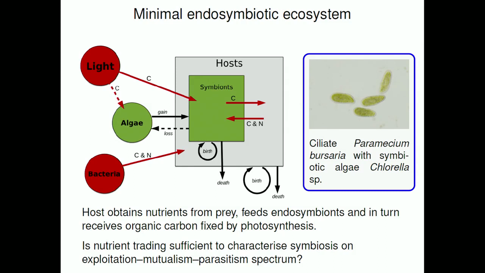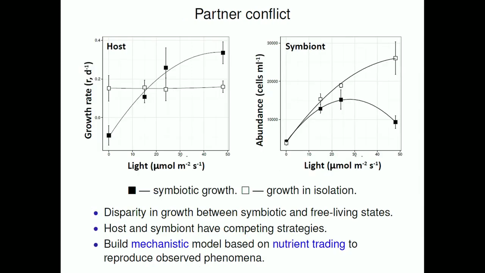But then the question we might want to ask is this nutrient trading, whether the exchange rate is expensive or cheap for the host, is that sufficient to characterize the symbiosis? Because we have a spectrum between exploitation, where the hosts are in charge and exploiting their symbionts, through mutualism, where they're both working together, through to parasitism, where it's the symbionts who are just extracting from the host. Well, I'm going to argue that it isn't.